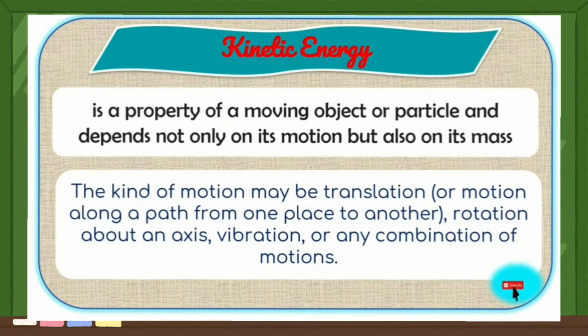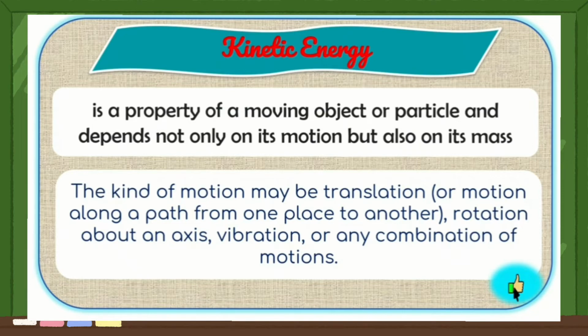While kinetic energy is a property of a moving object or a particle and depends not only on its motion but also on its mass. The kind of motion may be translation, or motion along a path from one place to another, rotation about an axis, vibration, or any combination of motions. So when we're talking about kinetic energy, it is energy that is moving.